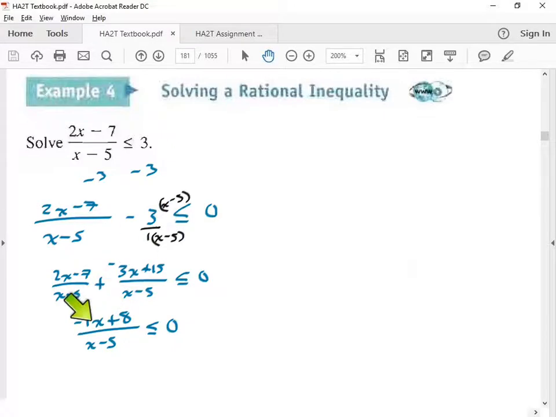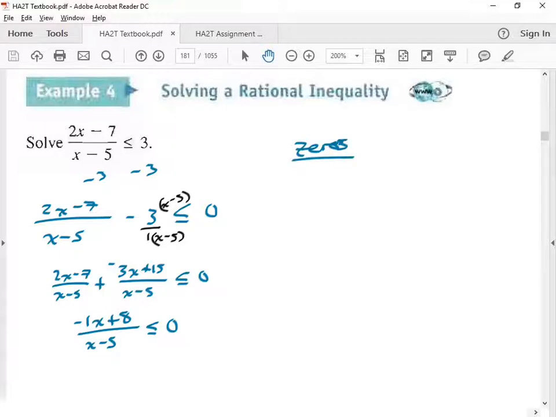Now, in order to do this, we have to find all the zeros, all the critical numbers. Well, zeros are the critical numbers like we did the last one. And we have to find the asymptotes. So the asymptotes are also going to be considered critical numbers. So we got to find zeros.